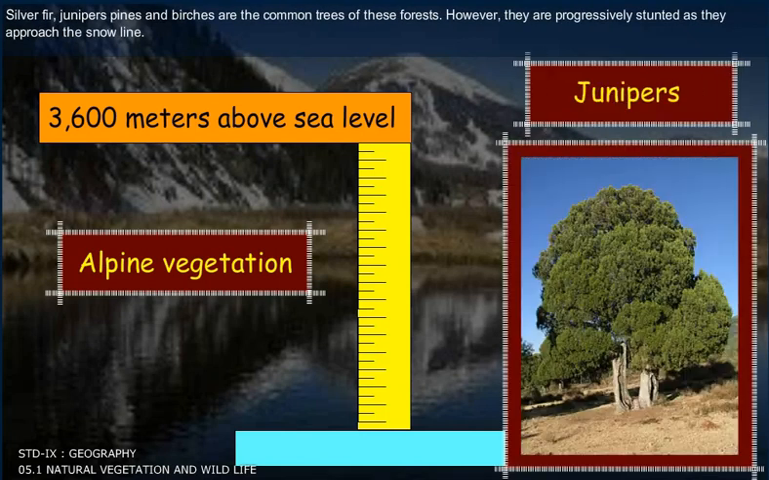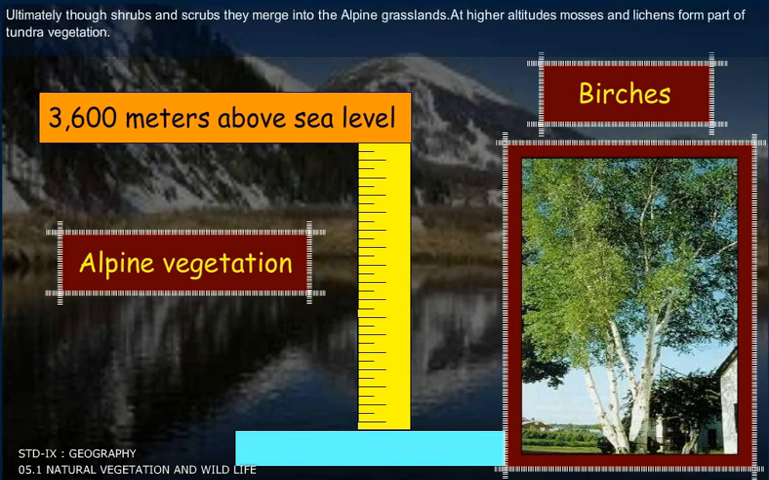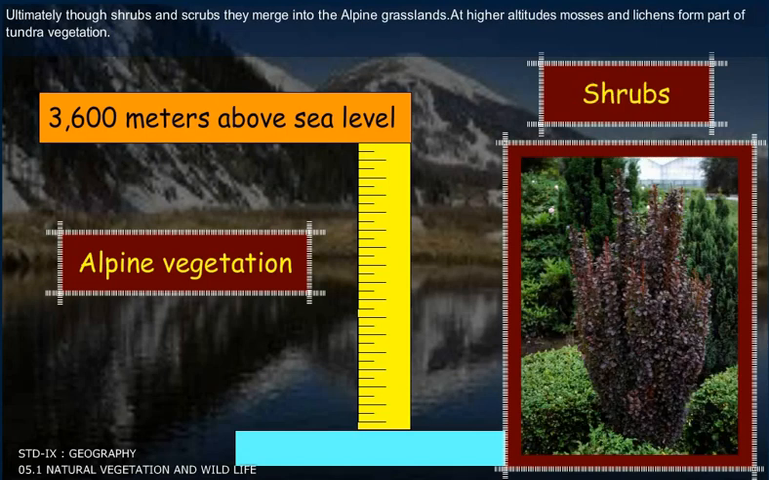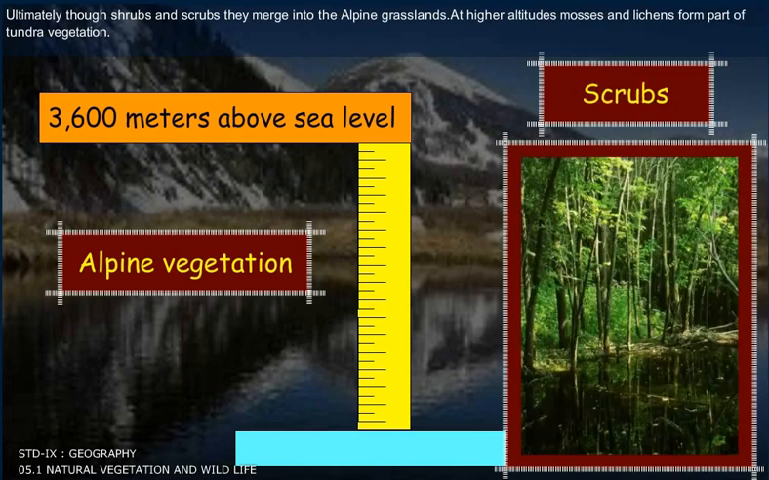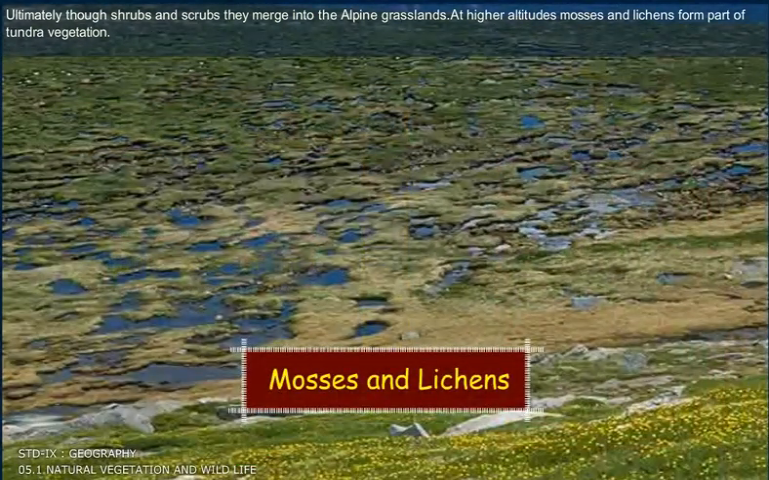Silver fir, junipers, pines, and birches are the common trees of these forests. However, they are progressively stunted as they approach the snow line. Ultimately, these shrubs and scrubs merge into the alpine grasslands. At higher altitudes, mosses and lichens form part of tundra vegetation.